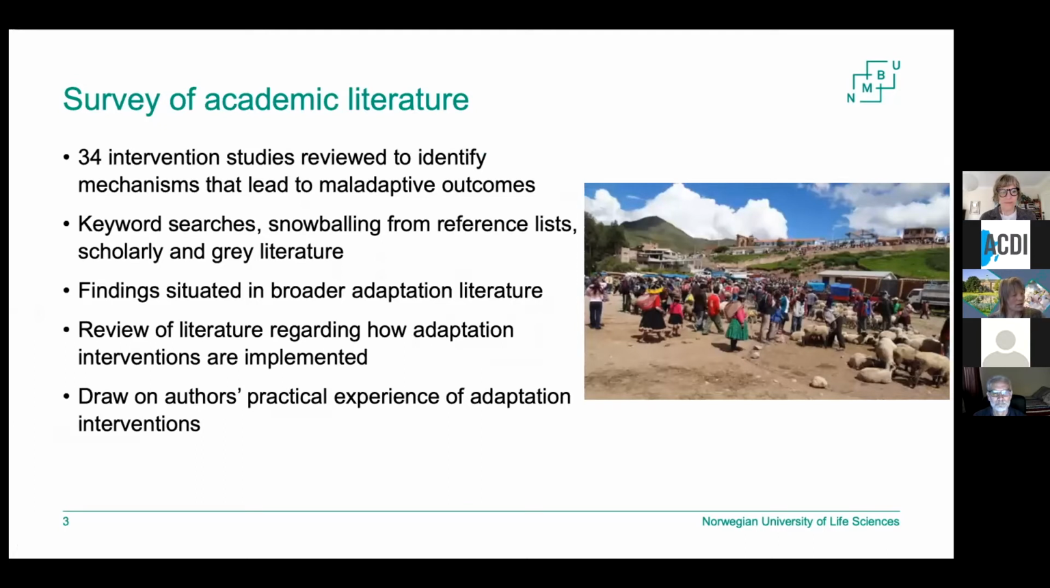So we ended up looking at 34 studies from all over the world, but in developing country contexts. Some of these were studies that we as authors knew about. We also did keyword searches, some snowballing from reference lists to look at scholarly and some grey literature. We then situated the findings in the broader adaptation literature, i.e. literature talking about adaptation processes, politics of adaptation, transformation, and so on.